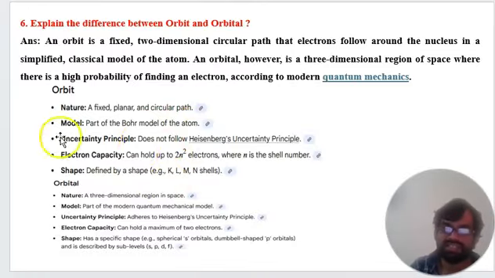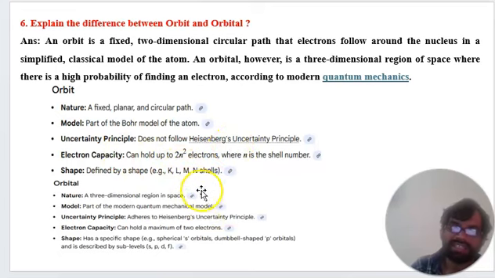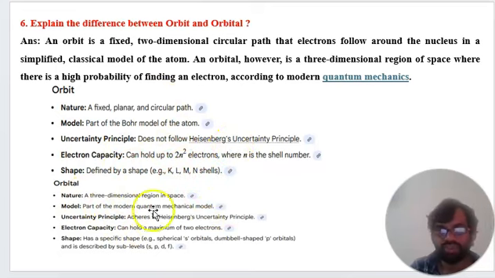You can see here that I wrote the orbits as K, L, M, N, and orbitals as S orbital, P orbital, D orbital and F orbital. You can read these more points about orbits and orbitals and you will understand the difference between orbit and orbitals.